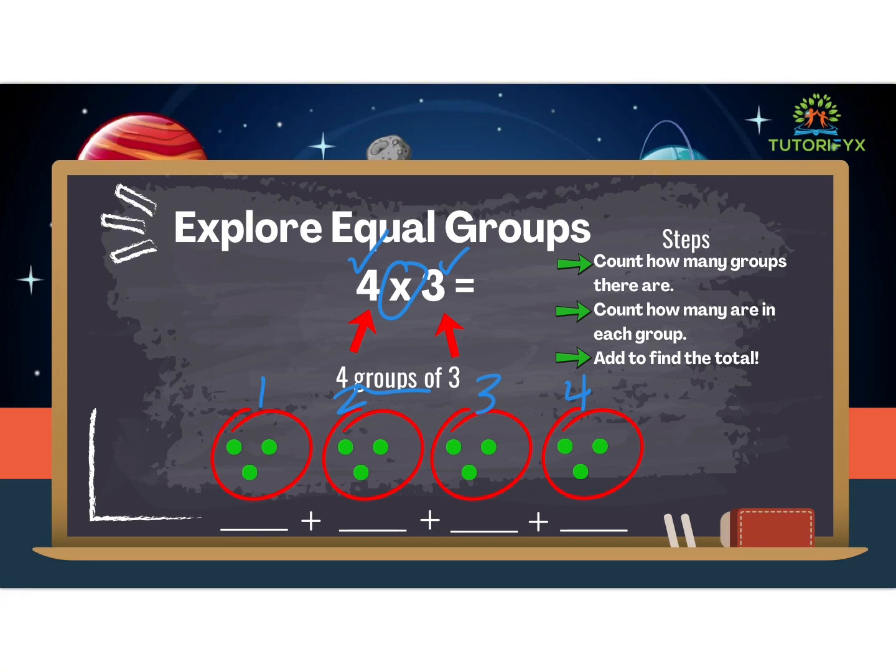Let's look at the first circle. There's 1, 2, 3 in that group. 1, 2, 3 in this group. 1, 2, 3 in the third group. 1, 2, and 3 in the fourth group. The last step is to add them all together.